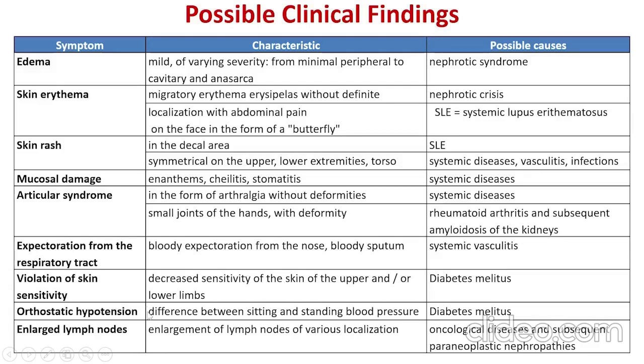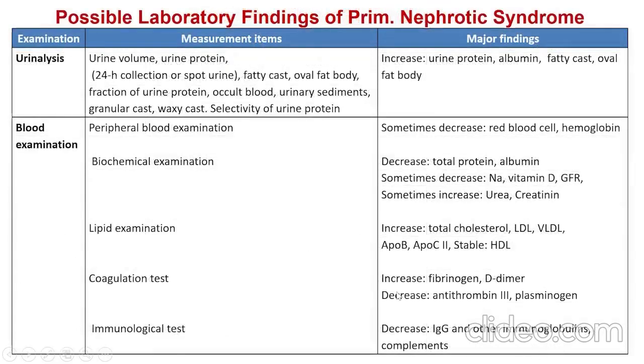Orthostatic hypotension, it is the difference between sitting and standing blood pressure. It is also typical for diabetes mellitus. Enlarged lymph nodes of any localization are typical for oncological diseases with subsequent paraneoplastic neuropathies and nephropathy with nephrotic syndrome. In urine analysis, what should we check?